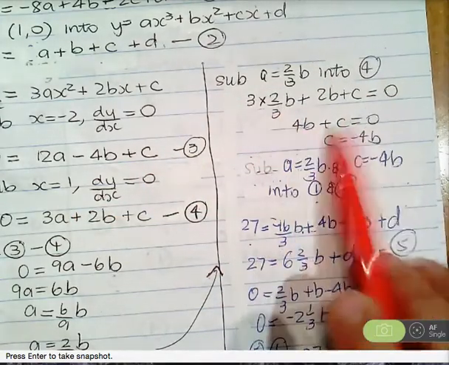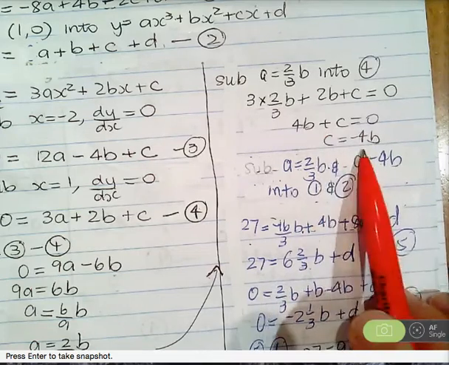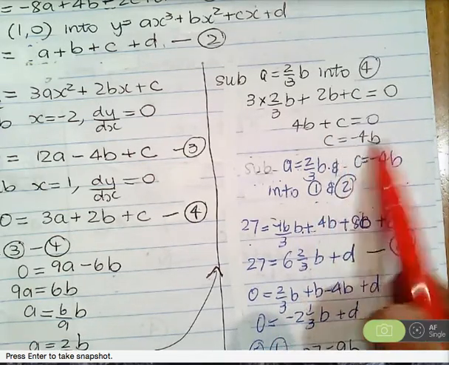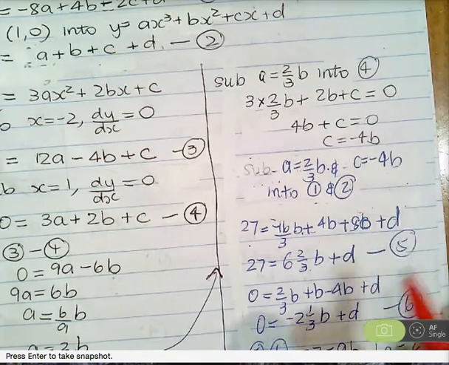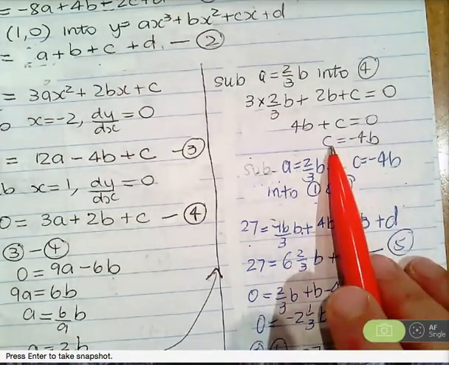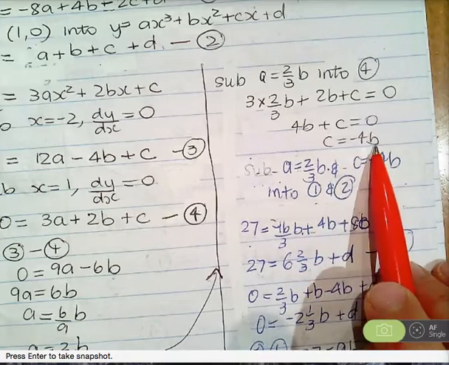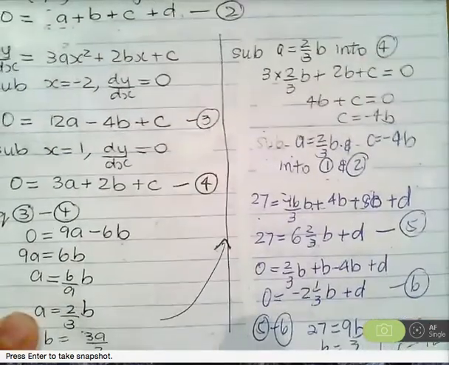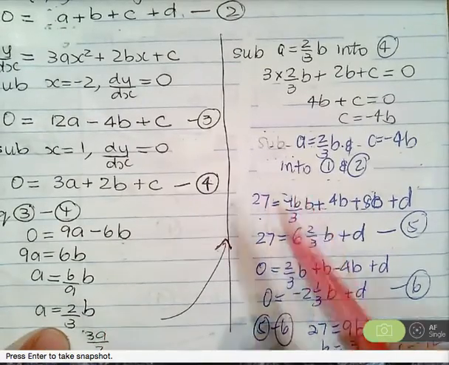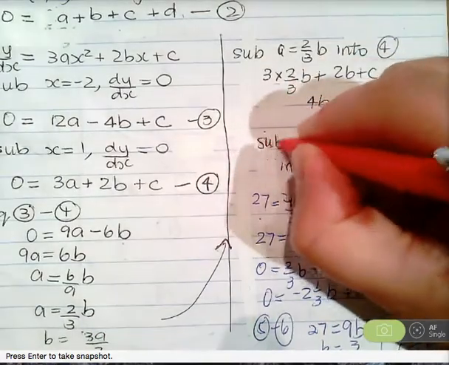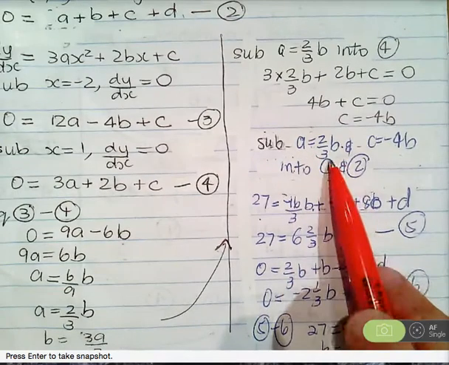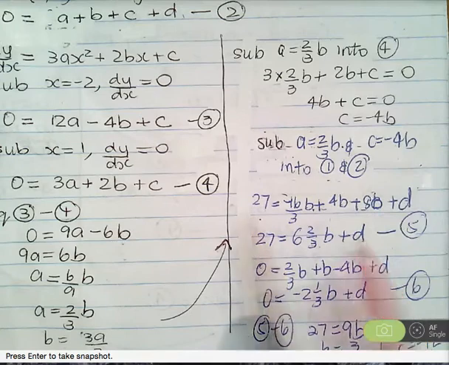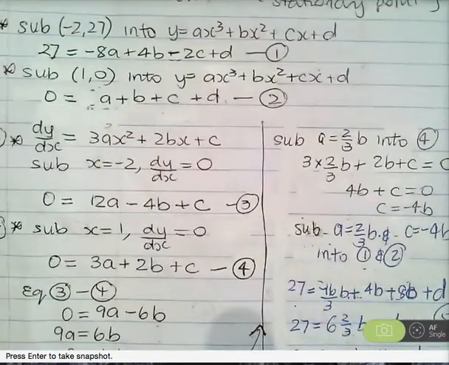So I've done that, and I get an equation only in terms of B and C, but I also get a relationship between B and C, that C is negative 4B. So now I have a few things that I can substitute. I've got an expression for C being minus 4B. I've also got an expression for A being 2/3 B. So what we can do is substitute A is 2/3 B and C is minus 4B back up into equations 1 and 2.